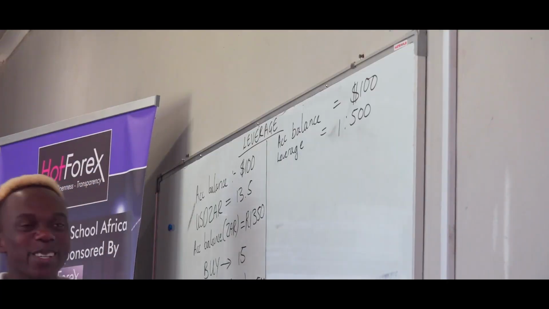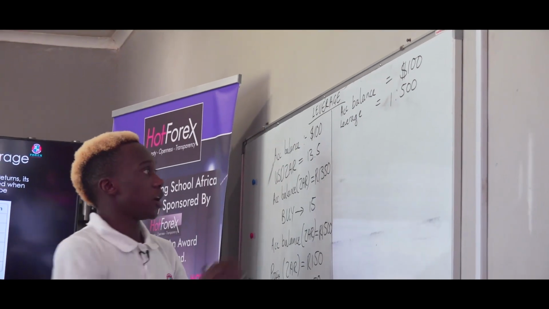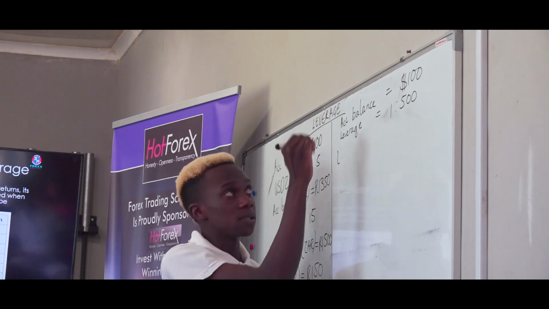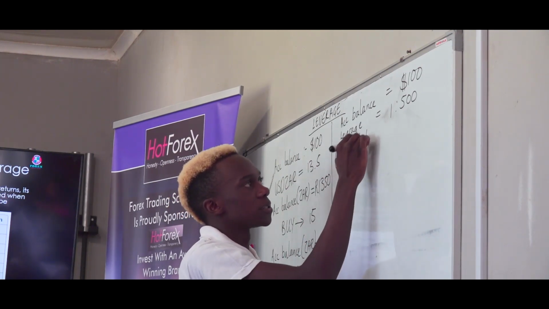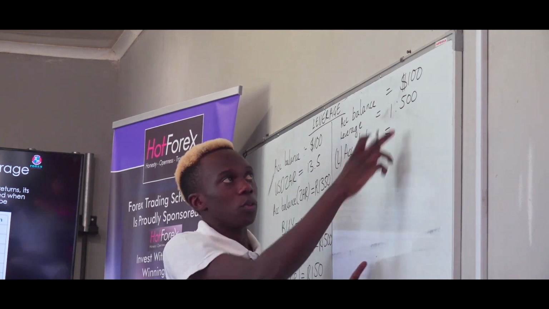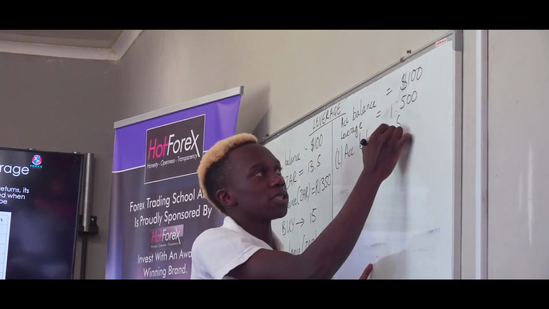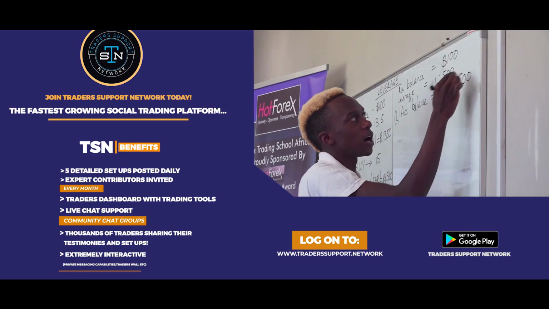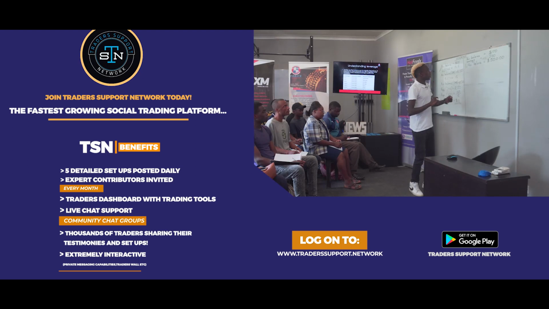Okay, so 1:500. What is our leveraged account balance? I'll put an L to indicate this is a leveraged account. We need to multiply our 500 times what? 100. So we're trading as if we have 50,000. You follow?